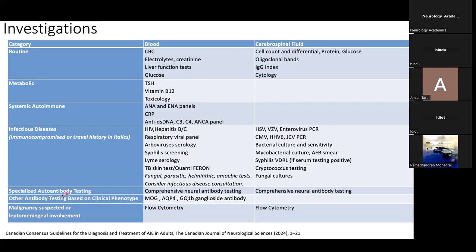And most commonly, the specific autoantibody testing, that is comprehensive neural antibody testing, which may include surface antigen and also intracellular antigen. And other antibody testing based on the clinical phenotype, like when you suspect association with MOG, aquaporin 4 or GQ1B ganglioside antibody, and flow cytometry is required to exclude a malignancy.